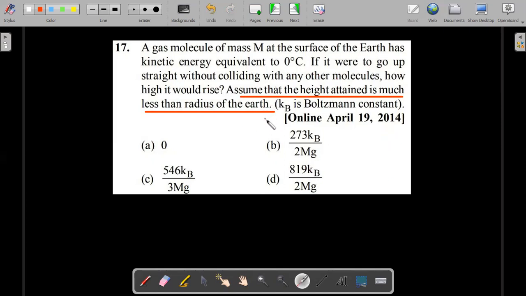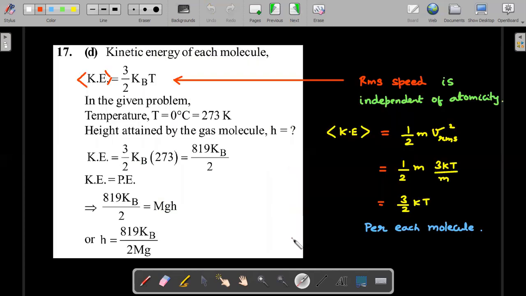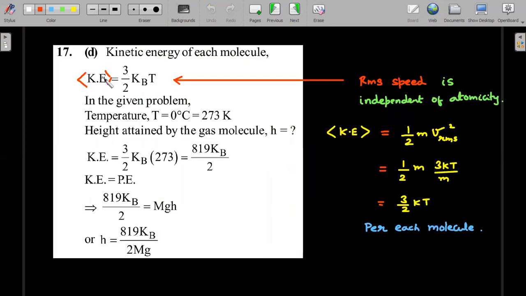The idea of this is to ensure that the gravity is uniform. Once you are very close to the Earth's surface, we can assume the acceleration due to gravity is a uniform value. That's what he wants you to take into account. Okay, so here's the solution for it. You should know that the kinetic energy, as I already talked about, is 3 by 2 kT, where k is the Boltzmann constant, which you can rearrange and write this.